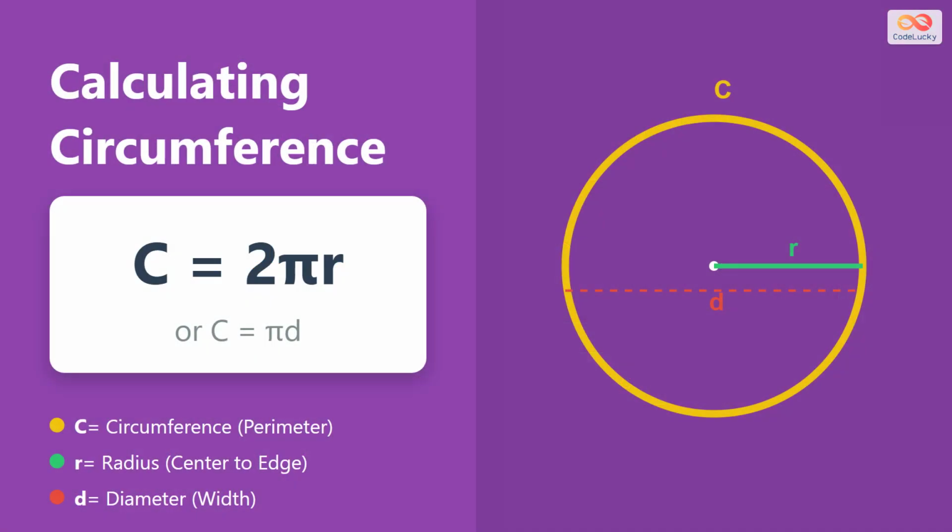Pi is incredibly useful in formulas. If you want to find the distance around a circle, also known as the circumference, you simply multiply the diameter by pi. Or, since the diameter is twice the radius, you can use the famous formula, C equals 2 times pi times the radius.